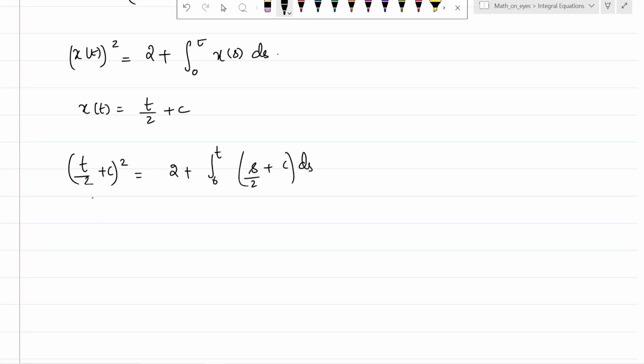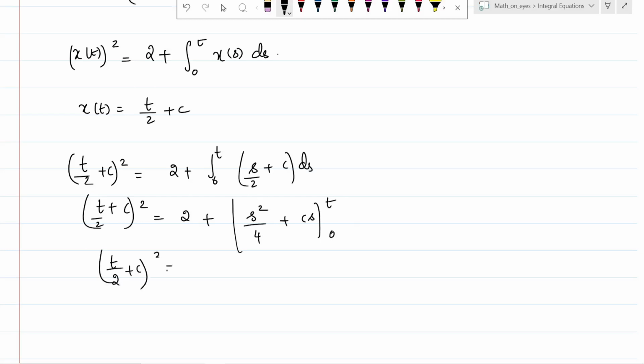So this will give us (t by 2 plus c) the whole squared is equal to 2 plus, when you integrate this, s squared divided by 4 plus cs. The limit is from 0 to t. When you substitute the lower limit it is fully 0. When you substitute the upper limit, it is t squared by 4 plus ct.